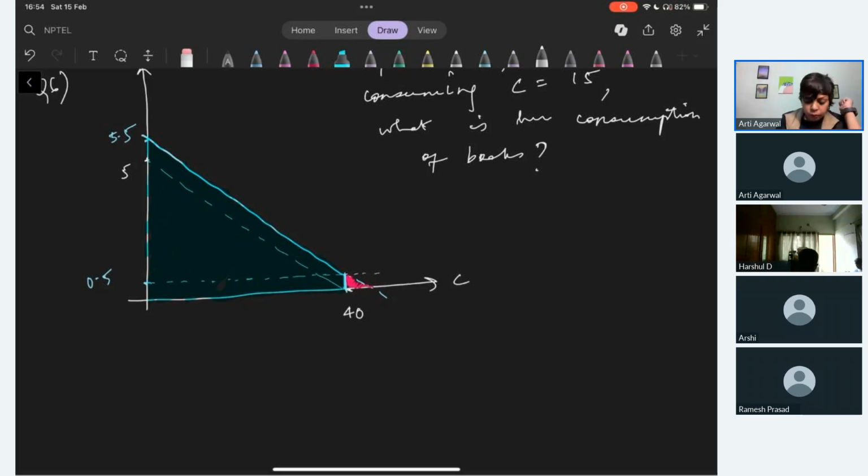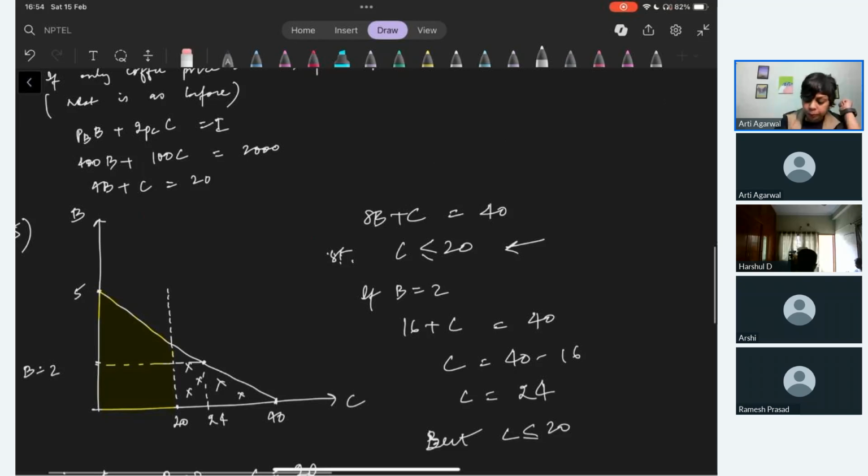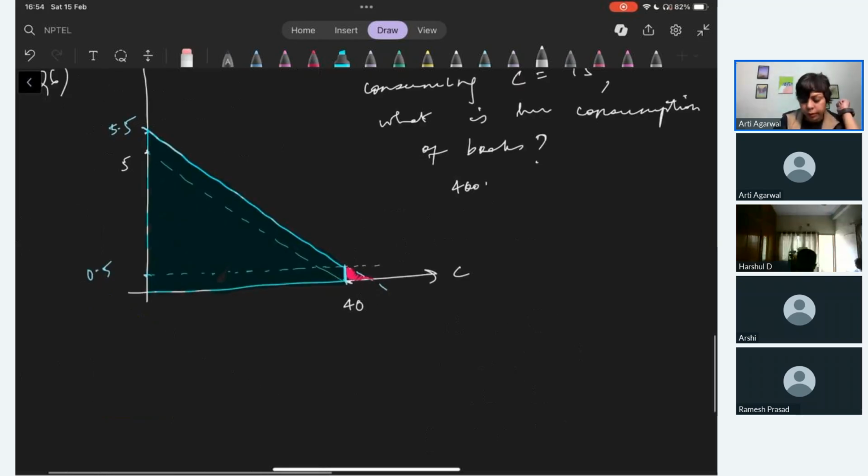Okay, so let's write our original equation again. Price of books is the same. Price of coffee is the same. Now the income is changed to say 2200, right? Such that coffee is less than or equal to 40. This we know. And B is greater than or equal to 0.5.